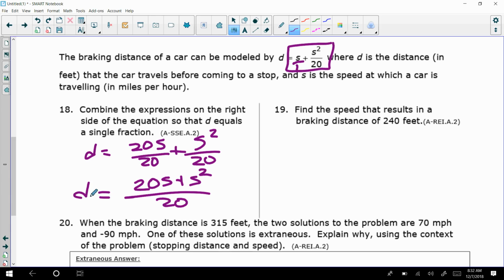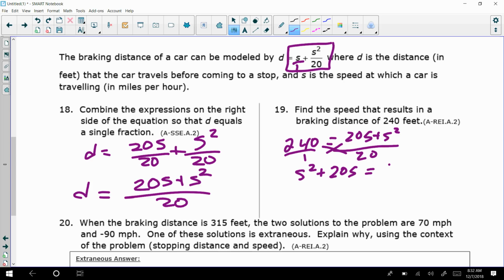And then it says, number 19, find the speed that results in a braking distance of 240 feet. So what you could do here is you could plug in 240 equals 20s plus s squared all over 20. You could put this over 1 and cross multiply, so you'll have, I'm going to rearrange that to s squared plus 20s equals 480. And then I'll subtract the 480 over.